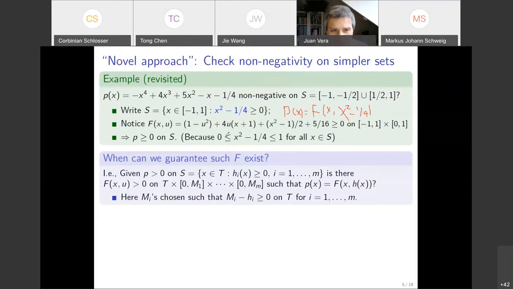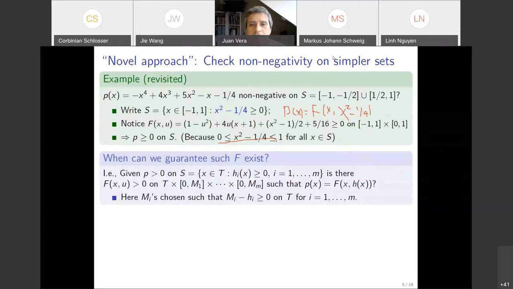Because we have this property that says that X squared minus a quarter is between 0 and 1. And then this is the kind of new approach that I want to present today. New in quotes, but it's different from what I have called the classical approach.